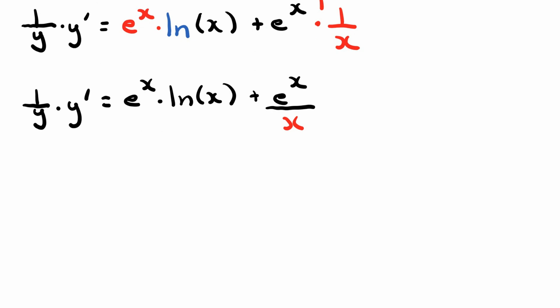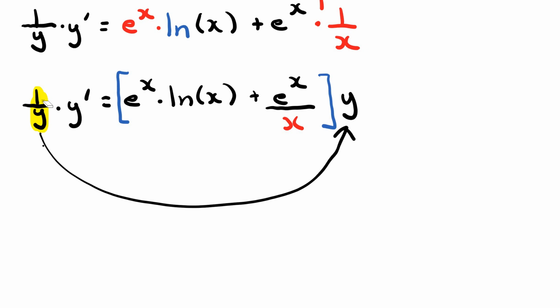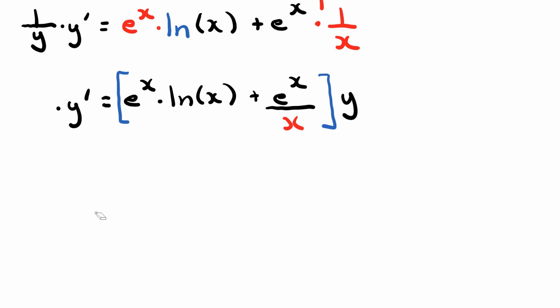In my last example, I was trying to get rid of this 1 over y by multiplying both sides by y. If I do that, the right hand side is going to be multiplied by that y, so that y would now go there. And then I can erase this 1 over y over there.